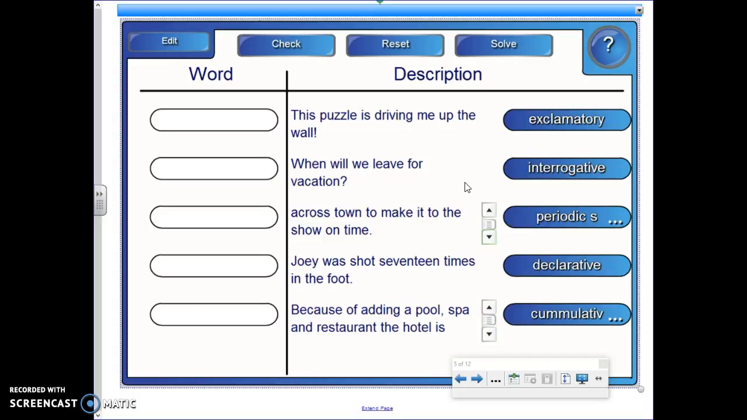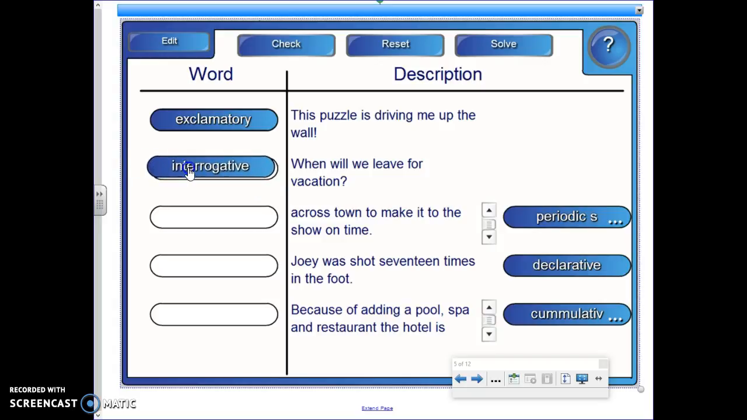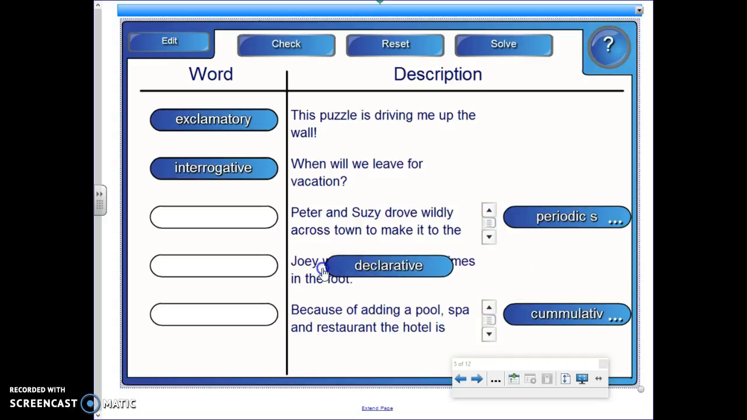Okay, so we're looking at what we have here for choices. We're looking for exclamatory, so anything with an exclamation mark, that would go there. Interrogative, anything with a question mark would go there. And then the idea here, when we're looking for something, we need the periodic and the cumulative. So these are probably going to be the longer sentences, and we'll go with the declarative being here. And then we'll figure out the idea of those.